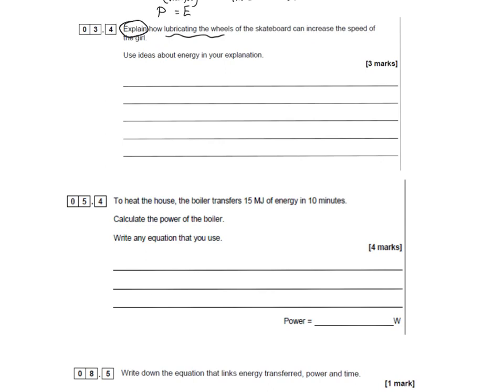So if you lubricate the wheels, then what do you reduce? If I'm lubricating, I'm reducing friction. So this reduces friction between the wheels and the skateboard, obviously not the ramp. And that means that less energy is wasted as thermal energy to the surroundings, the thermal store of the surroundings, or you could say that more energy is usefully transferred.